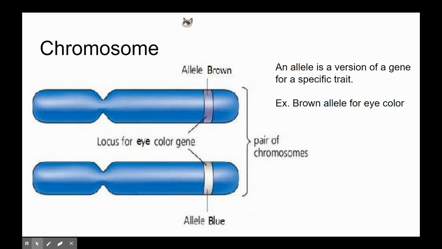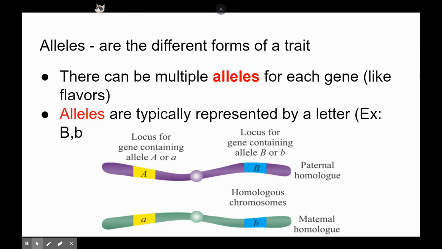An allele is a version of a gene. So, the brown eye gene or the blue eye gene, where they're both the gene for eye color, they're different versions of one another. Okay, so right here we have an allele as a version of a gene for a specific trait. So like I said, alleles are the different forms of a trait. There can be multiple alleles for each gene. Alleles are typically represented by a letter. And so for the purposes of what we're learning about, they're represented by a letter.